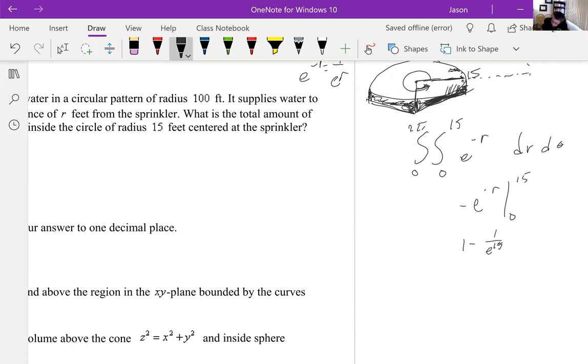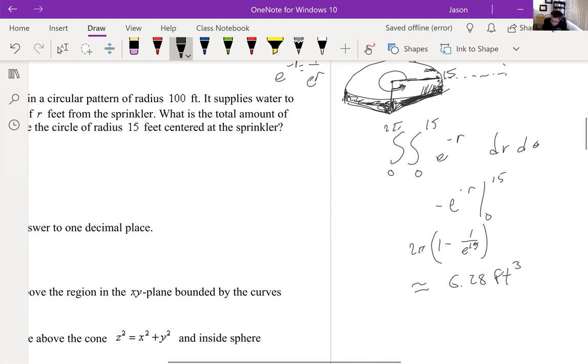Okay, and then d theta, you're going to multiply that by 2 pi. So, yeah, and that's going to be approximately 6.28 cubic feet. What is the total amount?